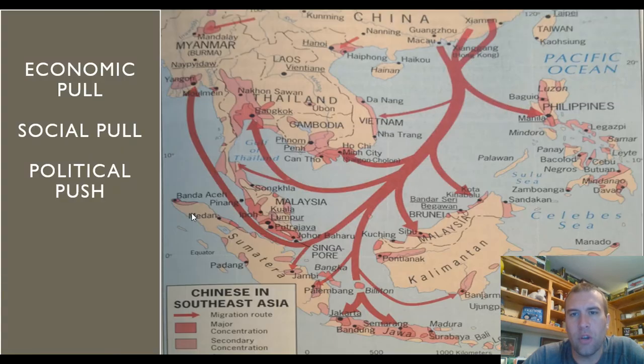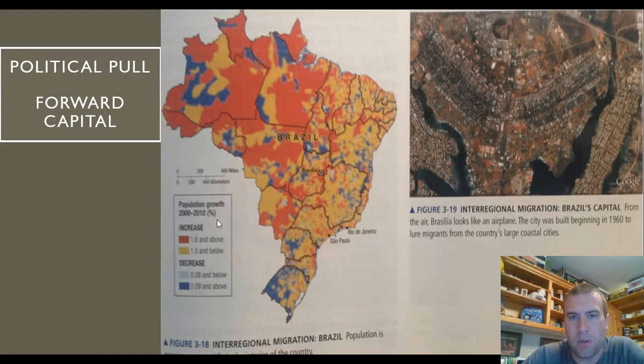Forward capital is building a new capital to try to get people to move. Brazil did this. They moved their capital off the coast and moved it to Brasilia. $2 billion, and they built it shaped like an airplane. Then you also have other places. Pakistan did this with Islamabad. Tanzania has done this. Argentina is talking about it.